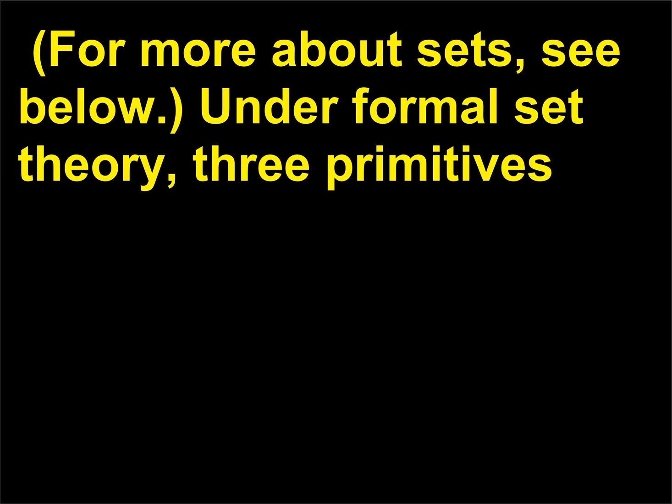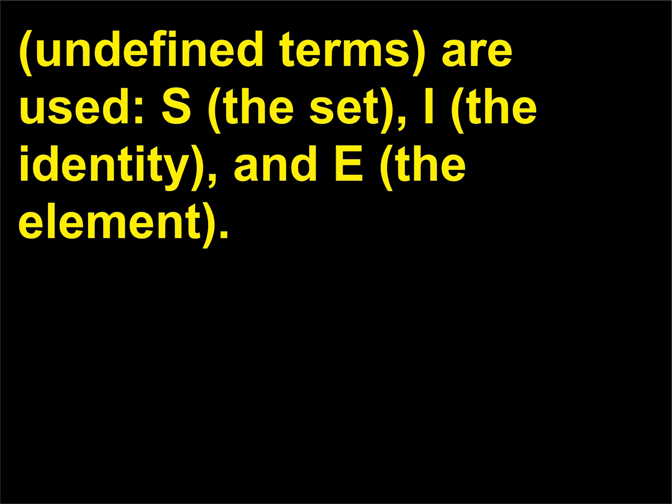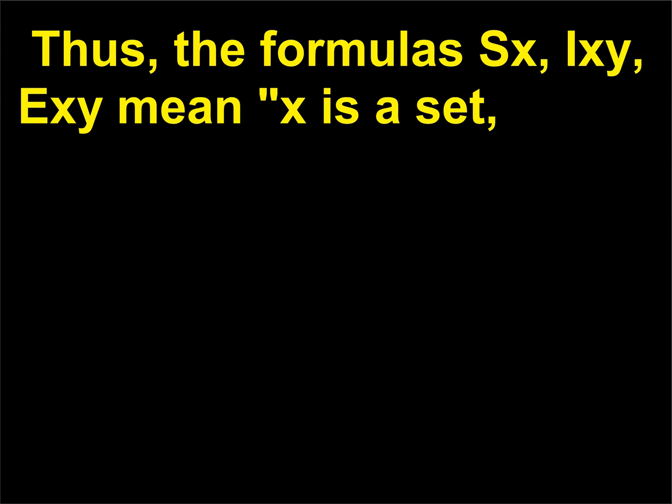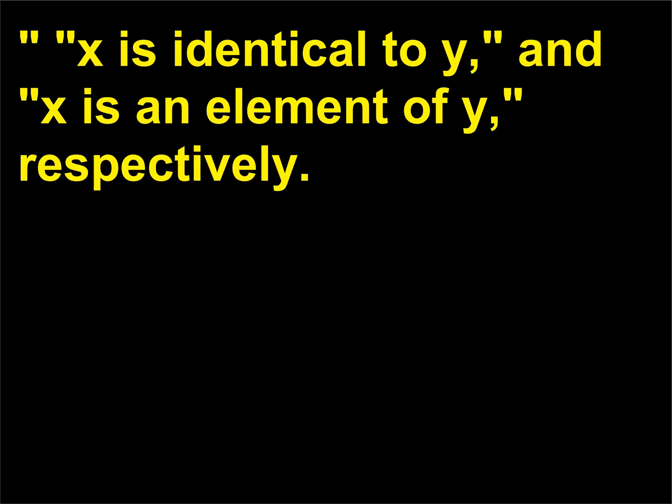Under formal set theory, 3 primitive, undefined terms are used: S, the set; I, the identity; and E, the element. Thus, the formulas Sx, x I y, and x E y mean x is a set, x is identical to y, and x is an element of y, respectively.